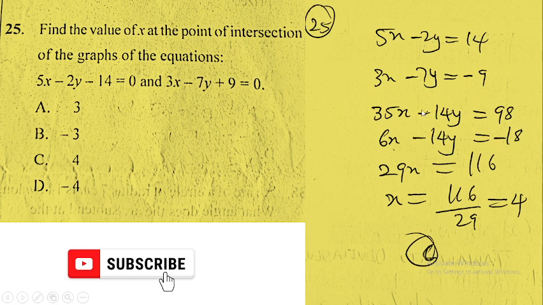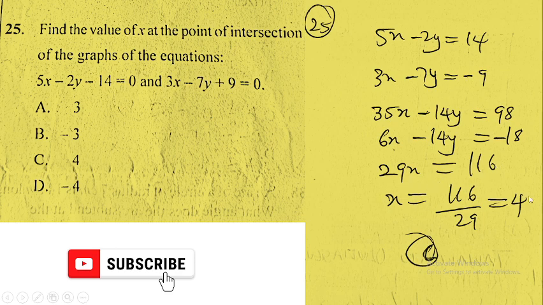So what do we do? To eliminate this y now, we'll subtract equation 2 from equation 1. Subtract this one from this one. That means we have 35x minus 6x, that gives us 29x. Minus 14y minus minus 14y, minus minus will give us plus, so we have minus 14y plus 14y, that gives us 0. Here also we'll be having 98 minus minus 18. So minus minus also gives us plus. That means we have 98 plus 18, that gives us 116. Then from there, divide by 29.